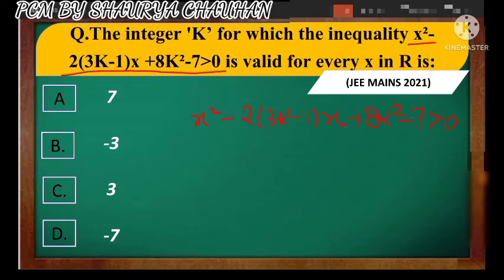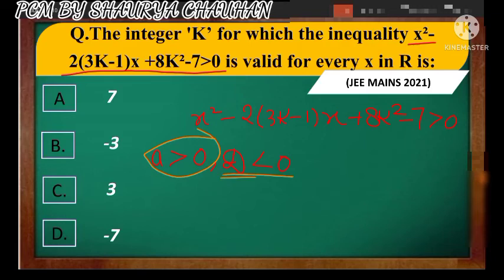For any quadratic expression which is greater than 0, the coefficient of x square, which is a, should be greater than 0 and D should be negative, because if you make the graph, it is of this type, meaning there are no real roots, because the graph is not intersecting the x-axis. So now let's solve it. Here a is 1, so 1 is greater than 0, so we should not be worried about a.